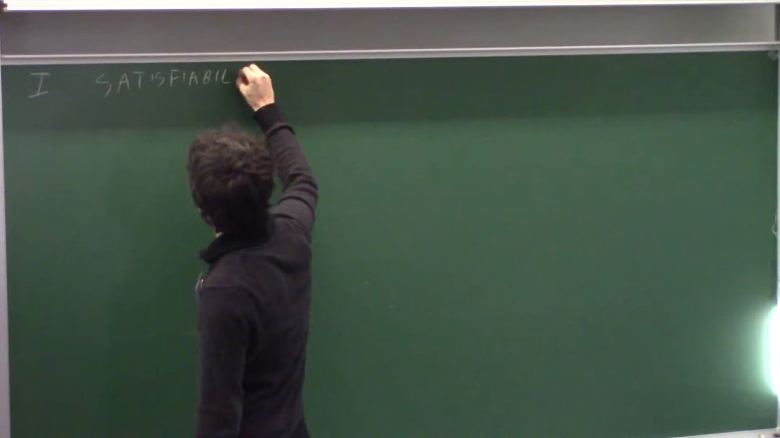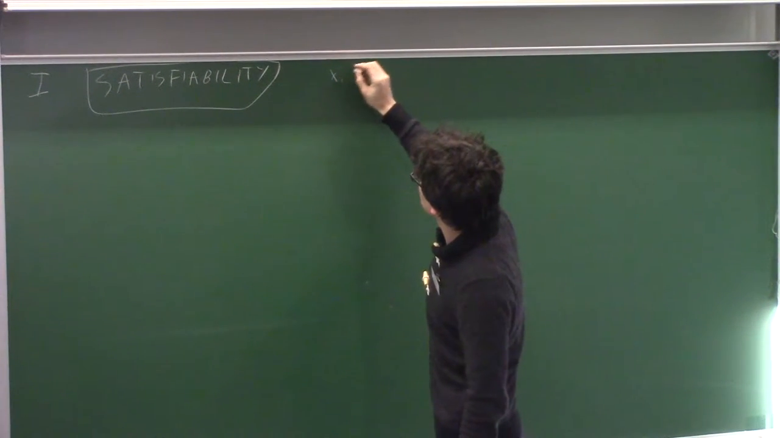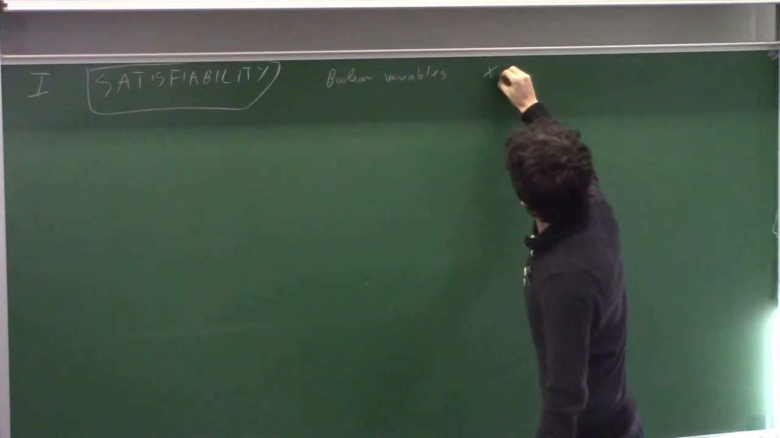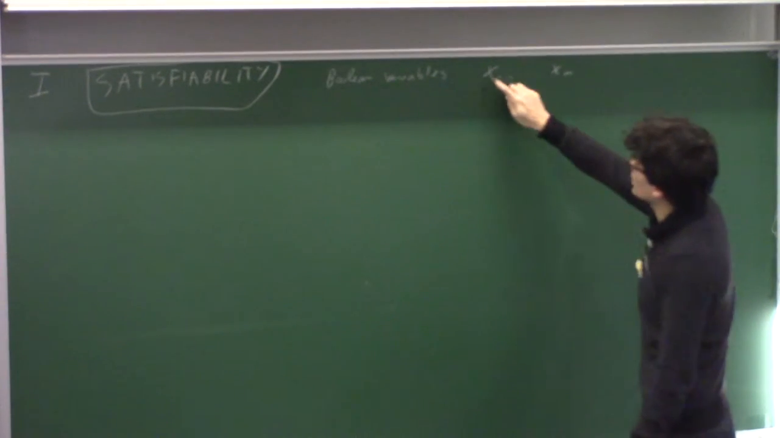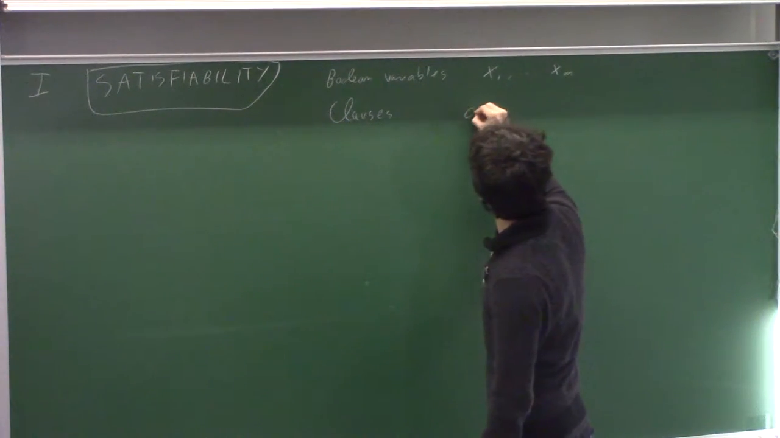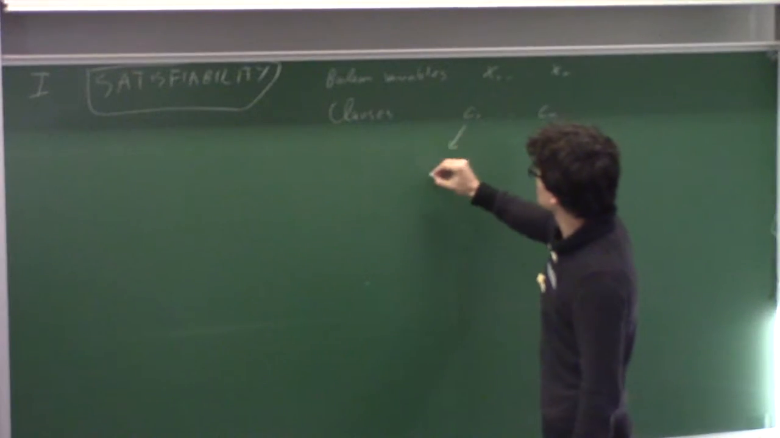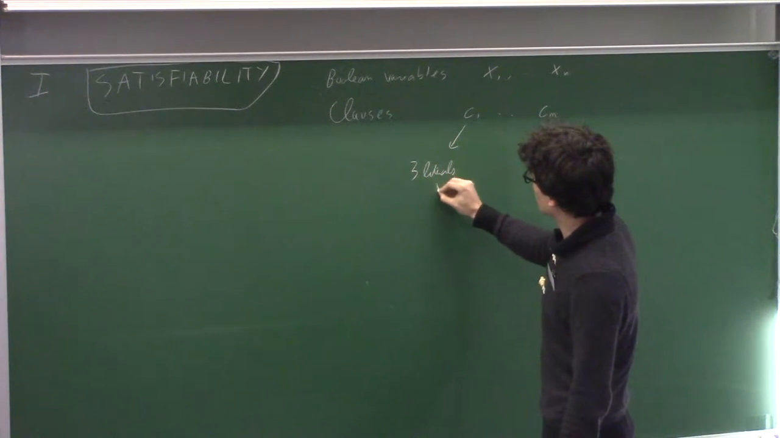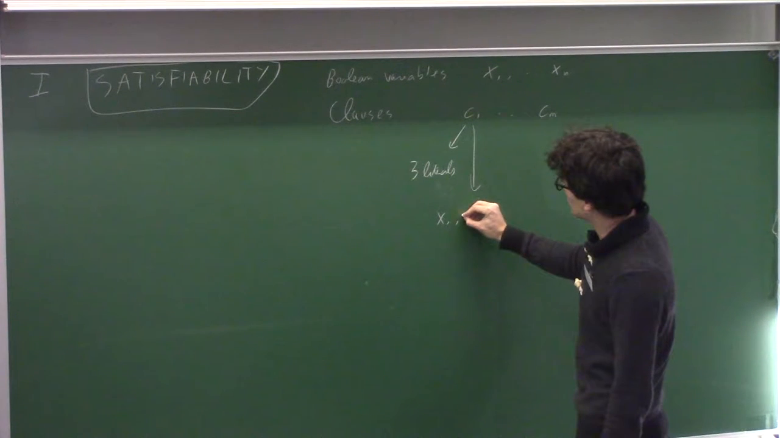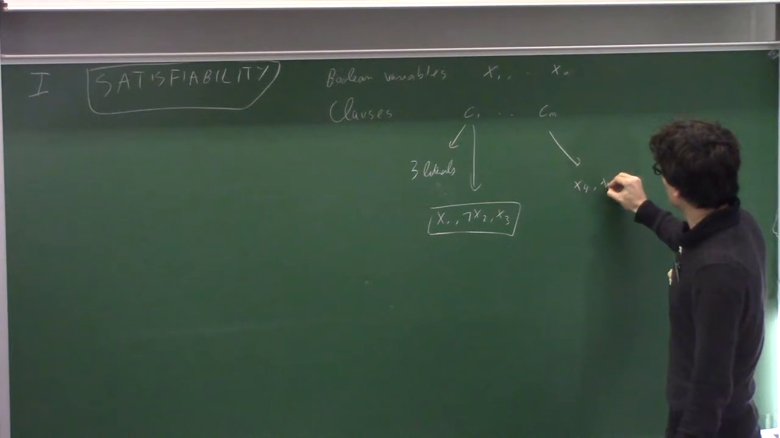So maybe the mother of all the hard problems is the satisfiability problem, which is the following. I give you a family of Boolean variables, x1 up to xm. And each of these can either be true or false. And I give you a family of clauses. And every clause contains three literals. And what is a literal? Well, it's either a variable or its negation. So for example, a clause can be something like x1, not x2, and x3. Maybe this one is x4, x5, and not x6.